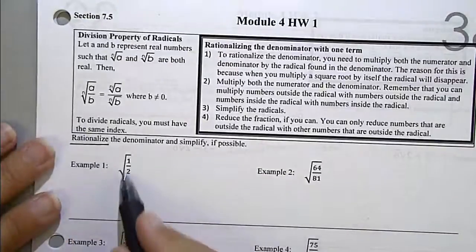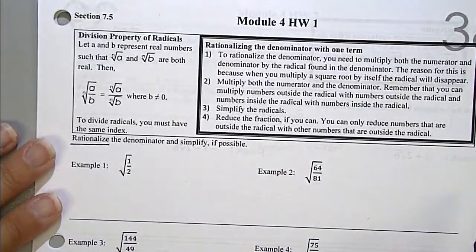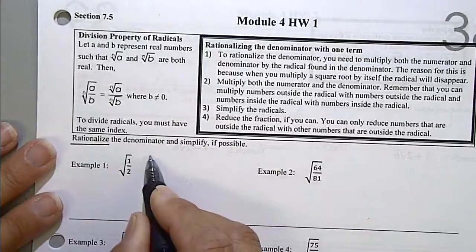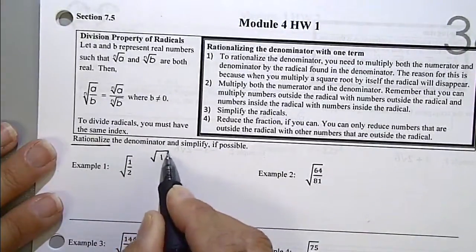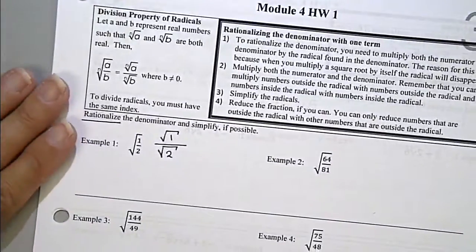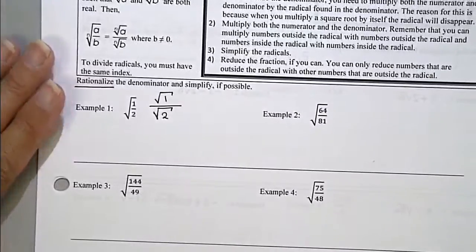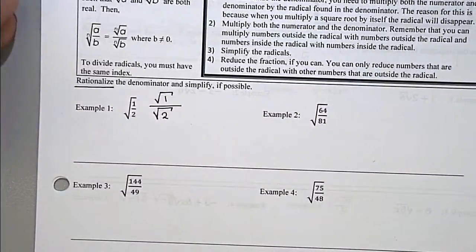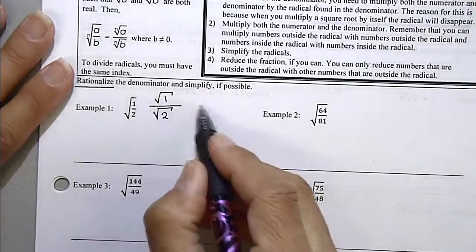So what I've got is the square root of 1/2, which is really the square root of 1 over the square root of 2, isn't it? So I rewrite it, just hoping it'll help me. But it really doesn't help me because I still can't get rid of that square root of 2 in the denominator. I'm already rid of the square root of 1. What's the square root of 1? 1. I could leave the radical in the numerator, it's okay. But I don't have to because this is really 1 over the square root of 2.